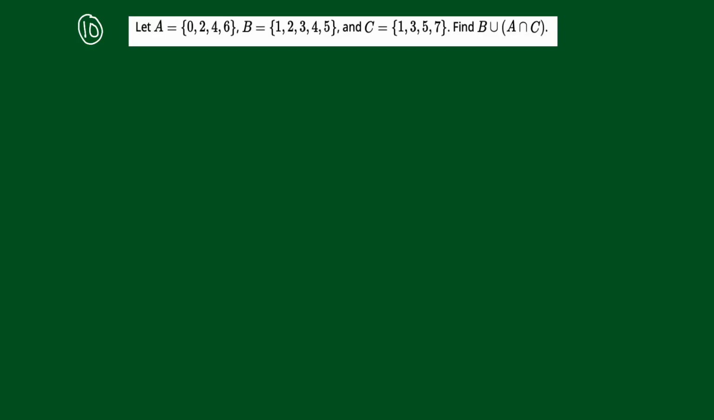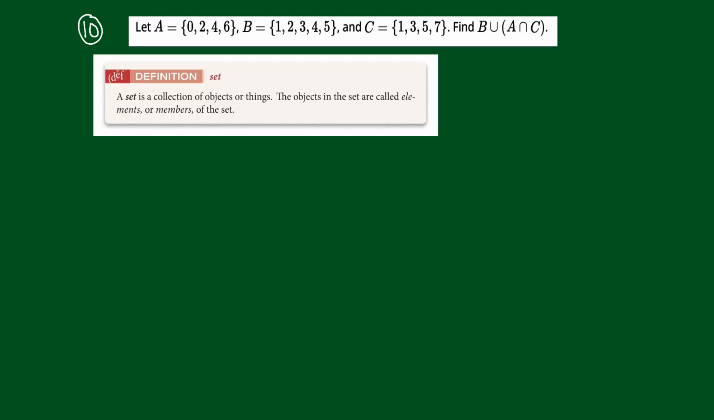Well, here in problem 10, we've got three sets, and there's a little bit of set theory here. What we're going to do is find the union, this is the union right here, and the intersection of these three sets. Now, let's be sure we know what the union and the intersection are. So first up, why don't we be sure we know what a set is?